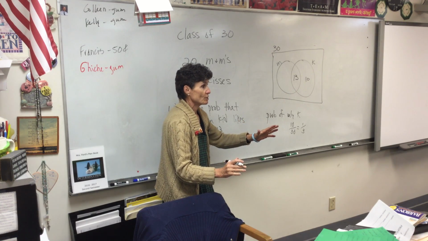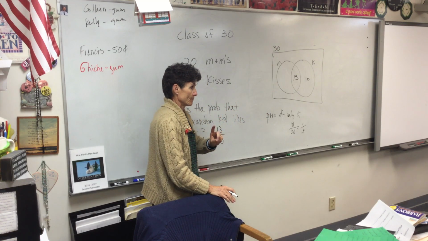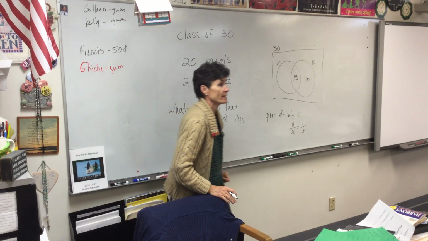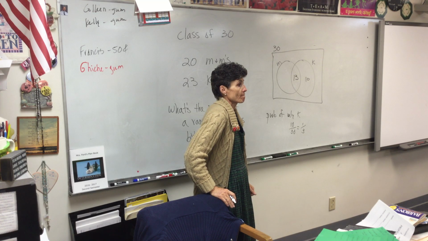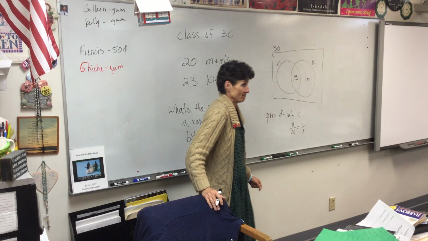One more question and then you get to escape. What are the odds that somebody likes only candy kisses? 1 to 3. What's 1 to 3? Or 3 to, yeah. 1 to 3 is your probability. 3 to 1. 3 to 1.